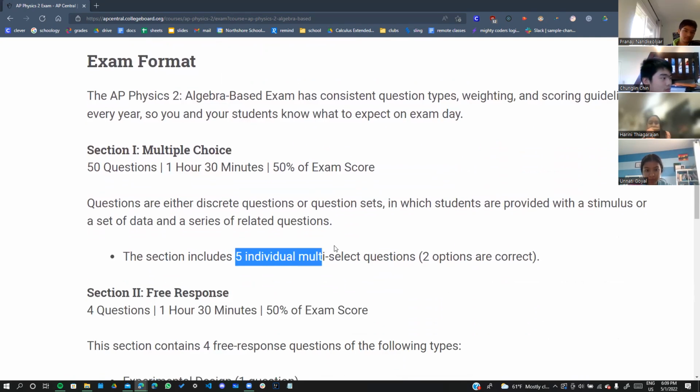Oh, and there's also these multi-select questions too. I just remembered this right now. So there's 5 questions where you have to choose 2 answers. If any part of it is incorrect, you don't get the point. You have to choose both of the correct answers in order to get the point for those questions. But it's only 5 questions, so I would not really stress about that too much.